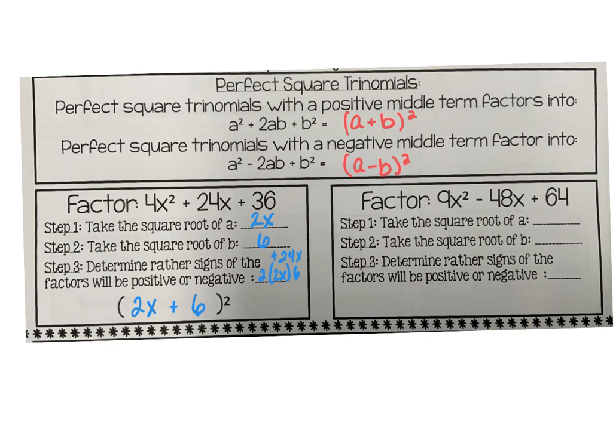If I were going to do the subtraction one over to the right, the square root of a is 3x. The square root of b is 8. The middle term is negative. So I am going to end up having 3x minus 8 squared, because if I have negative 3x times 8 and double it, you would get negative 48x. So that would be your perfect square trinomials.